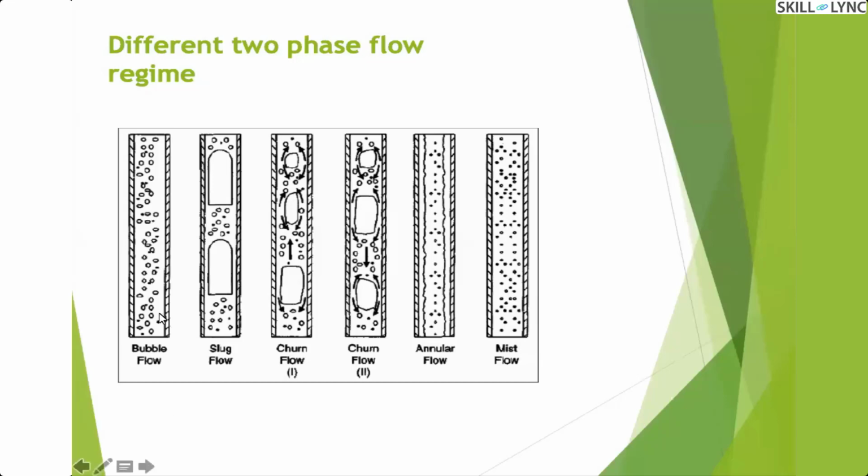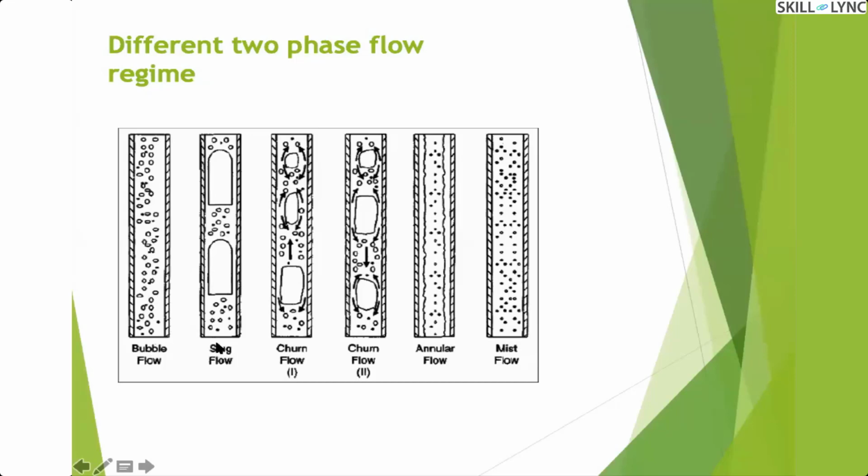Now let me explain in detail what a bubble flow is. When you have a very high velocity of gas, it bubbles out all the liquids, and all the liquid phase will remain in bubbles. So you have a bulk gas phase region, and then you have liquid bubbles in between. This flows in the pipeline. So this is the bubble flow.